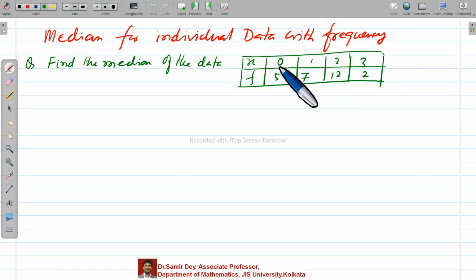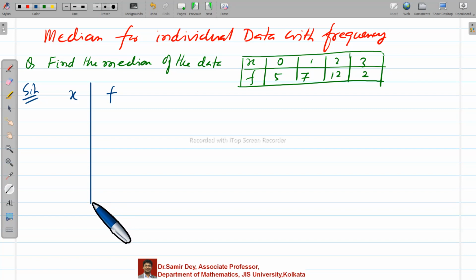So here you can see X data you have and the corresponding frequencies are given. If I have this type of data, then how to solve it? Listen carefully. It is very simple. First you need to write what your X is and the corresponding frequency. Okay, so first you need to write.